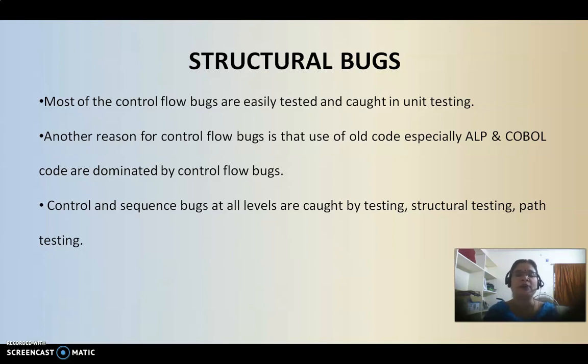Okay, so next we are going to see the reason for these control bugs that use the old code, especially ALP and COBOL code, which are dominated by control flow bugs. Some of the earlier old programming languages can be dominated by these control flow bugs. Control and sequence bugs can be caught efficiently at all levels in structural testing as well as path testing. There is no difficulty in catching these bugs. Control and sequence bugs can be easily caught. They are relevant to syntax errors only, so we can catch them easily, right?